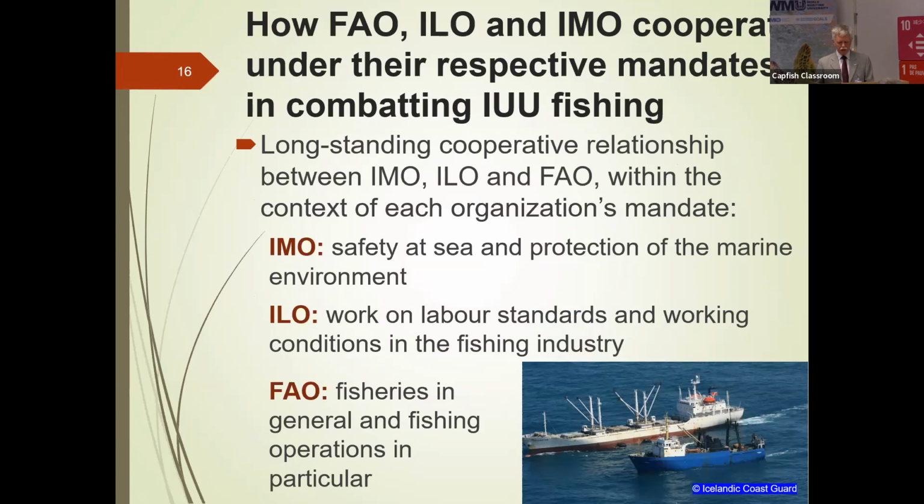So let's have a look at how FAO, ILO, and IMO cooperate under their respective mandates in combating IUU fishing. There has been a long-standing cooperative relationship between the secretariats of FAO, ILO, and IMO, which stretches back several decades. This cooperative work has been done within the context of each organization's mandate, i.e., IMO for safety at sea and protection of the marine environment, ILO for work on labor standards and working conditions in the fishing industry, and FAO for fisheries in general and fishing operations in particular.